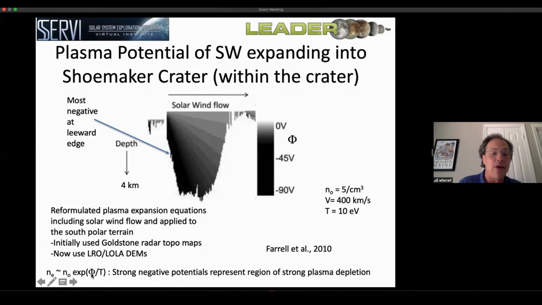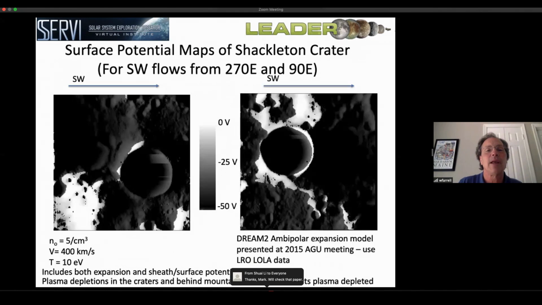Again, these negative surface potentials are indicative of regions where you have a plasma dropout. In fact, the plasma density drops as the exponential of the potential divided by the electron temperature. So on the leeward edge, you're getting a plasma dropout of almost over 1,000. Now, given this kind of model, you can make surface potential maps. And these maps included both the expansion potential and the near-surface sheath potential that forms. And actually, the maps look stunningly like illumination maps, don't they?